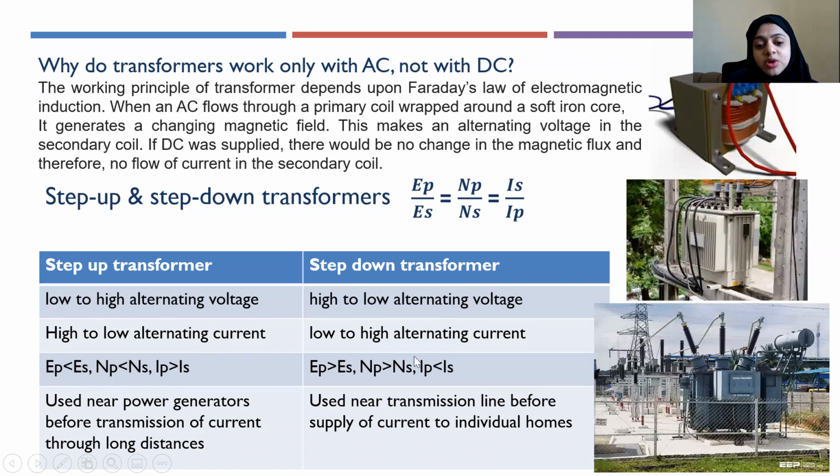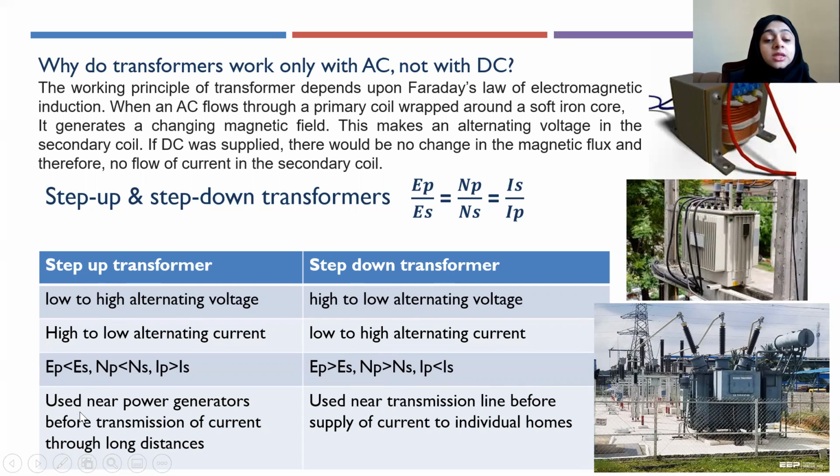So in a step-down transformer, it's just the opposite. VP is greater than VS, NP is greater than NS, and IP is less than IS. You can analyze that in the light of these two statements and also this equation. Now, where do we use a step-up transformer and where do we use a step-down transformer?